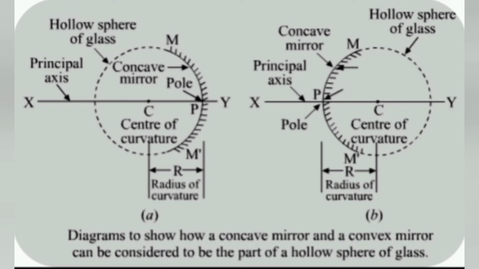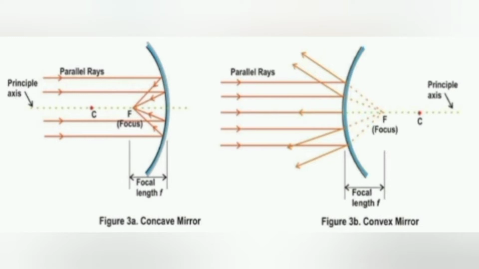Now the aperture. Aperture is that portion of a mirror from which the reflection of light actually takes place, and it is denoted by MM'. Now come to the focus. It lies at the midpoint between the pole and the center of curvature. As you can see in the diagram, in case of a concave mirror, all the reflected rays meet at a point on the principal axis of the mirror, which is the focus of the concave mirror and is denoted by capital letter F. In case of a concave mirror, the focus lies on the front side of the mirror.